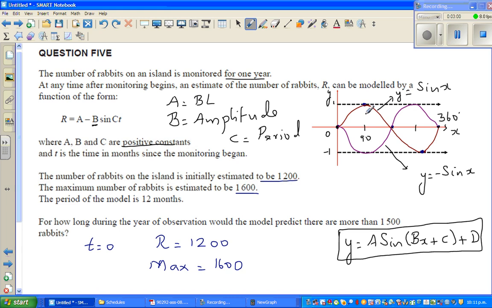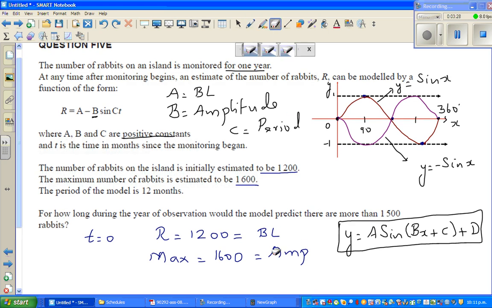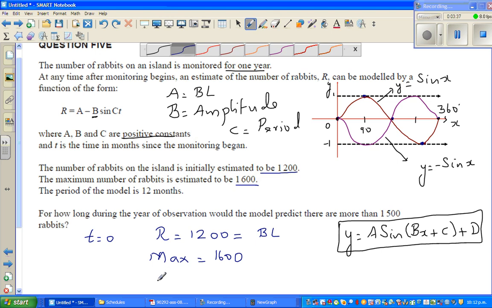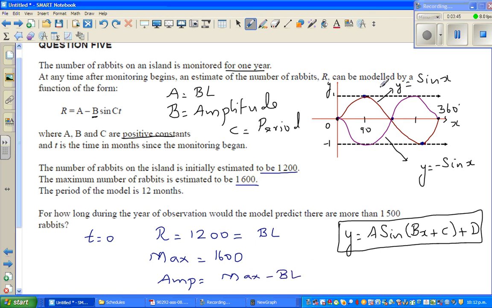So the amplitude, you can understand, this is the amplitude. The distance between the baseline and the maximum is called the amplitude, or the distance between the baseline and the minimum is also the amplitude. So amplitude is maximum minus baseline. If you want to find the amplitude, I can write amplitude is maximum minus baseline, which is 1600 minus 1200, which is 400. So the amplitude is 400.